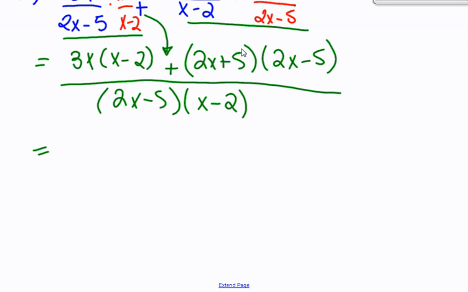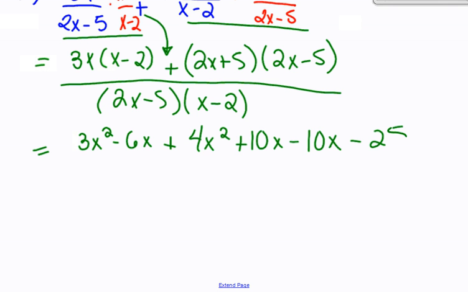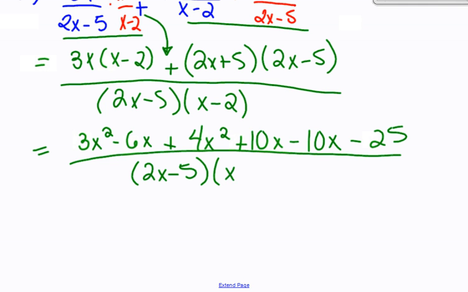So then we can distribute our terms in the numerator and combine any like terms. So we have 3x squared minus 6x plus, here we have 4x squared plus 10x minus 25 over our denominator. And again, it's not necessary to distribute in your denominator. So we're combining our like terms.